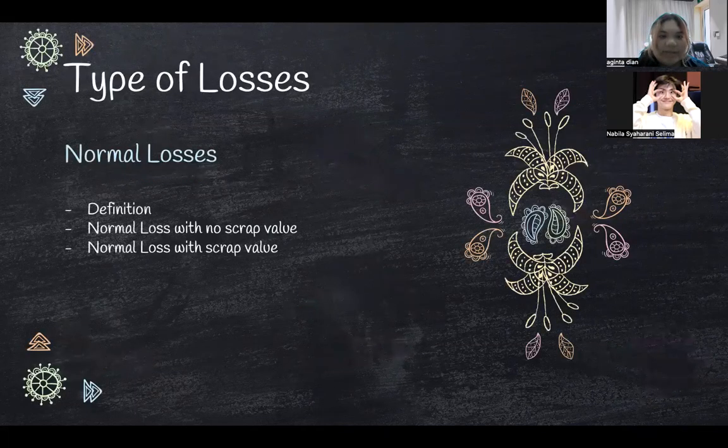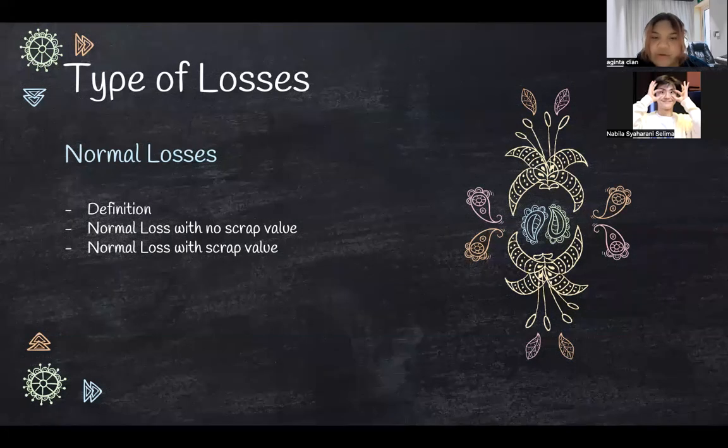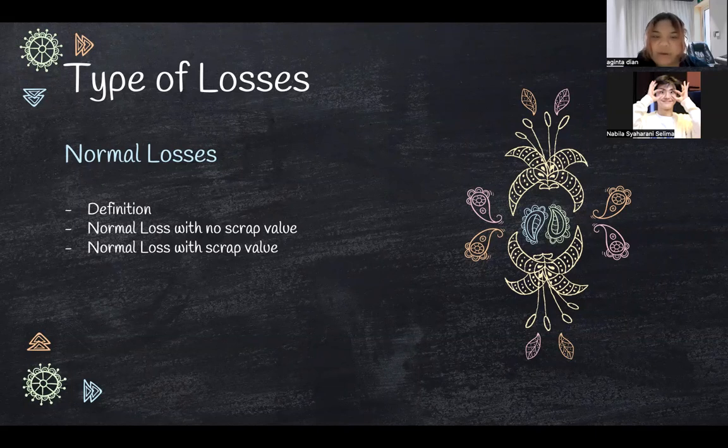Next is types of losses. The first one is normal loss. Normal loss is a level of loss expected in the process operations and it is unavoidable, such as loss of weight due to evaporation or melting. These losses, which are expected under normal conditions, are also inherent in the processing operations and are determined based on past experience. And since these losses arise from the nature of the process, the cost of such losses is included as a part of the cost of the production.